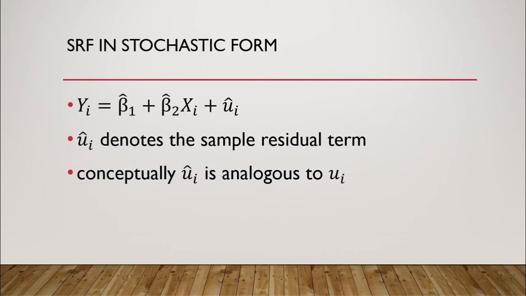So, Yi is equal to beta 1 hat plus beta 2 hat Xi plus ui hat, where ui hat denotes the sample residual term. In the case of the population regression function also, we have converted it into stochastic form by introducing the random term u. Here, ui hat denotes the sample residual term, and conceptually ui hat is analogous to ui. This is the sample regression function in stochastic form: Yi is equal to beta 1 hat plus beta 2 hat Xi plus ui hat.